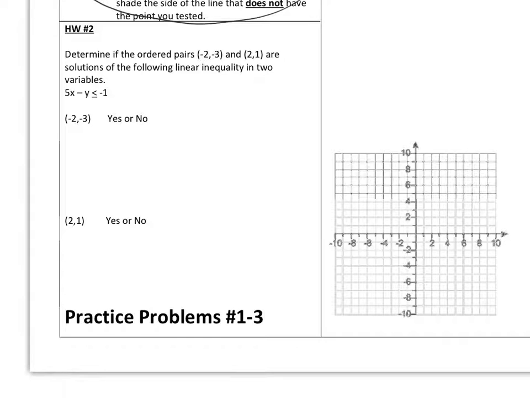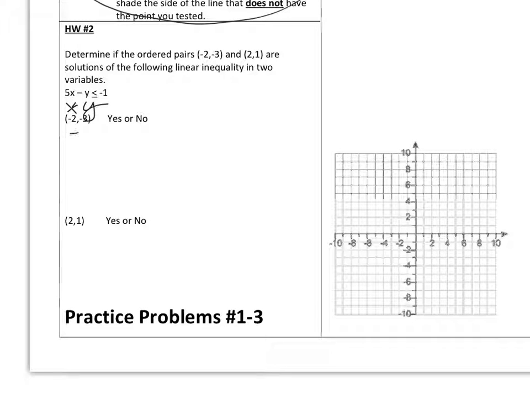Now the first set of problems that you'll see, number 1 through 3, you're just going to determine if the ordered pairs that they give you are solutions to the linear inequality. So all you have to do is, just like before, just substitute those in. So for this first one, we've got the point -2, -3. So remember, -2 is x and -3 is y.